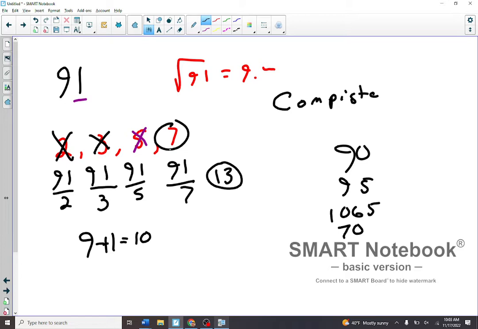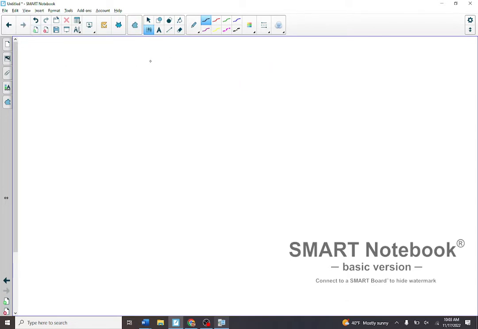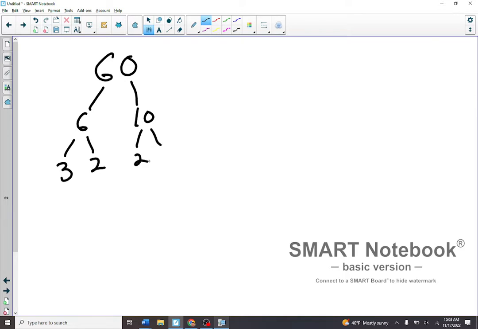Yeah, because 13 times something, it's not only one in itself. All right. Let's say you have 60. One question is going to be, give me the prime factorization. Do you remember what the prime factorization is? That's the tree: 6 and 10, then 3 and 2, and 2 and 5.